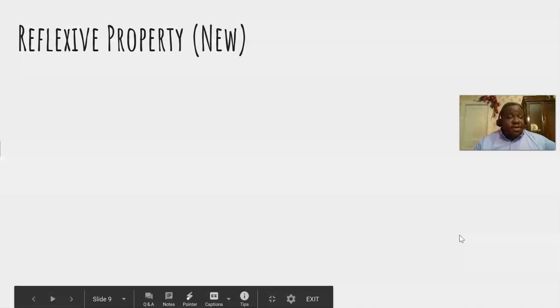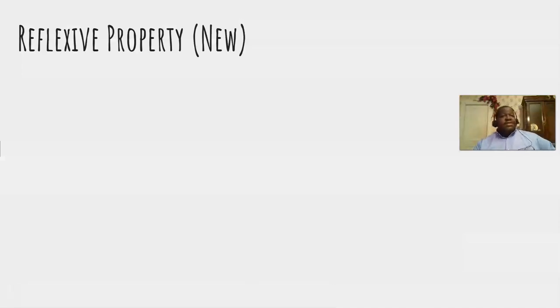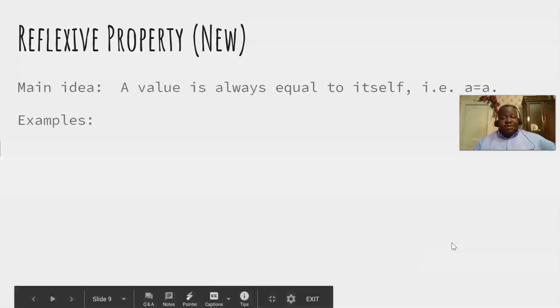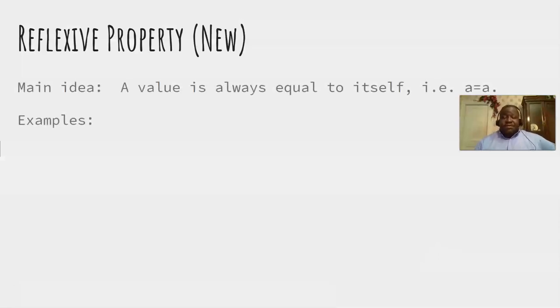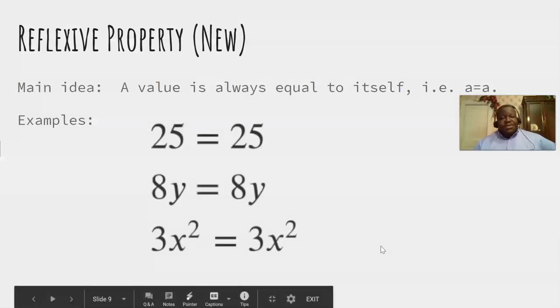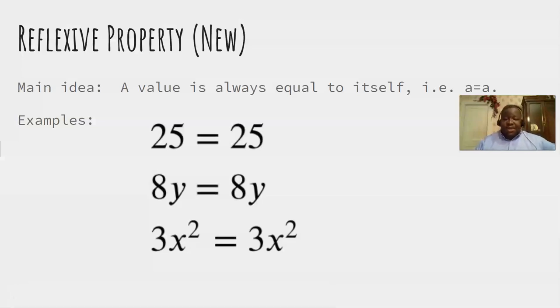Now, those previous properties, you may have heard or seen something like those before, but I think these last three will be new. So this first new one is the reflexive property. The reflexive property says a value is always equal to itself. So for instance, a equals a. All right. So 25 equals 25. 8y is equal to 8y. 3x squared is equal to 3x squared.